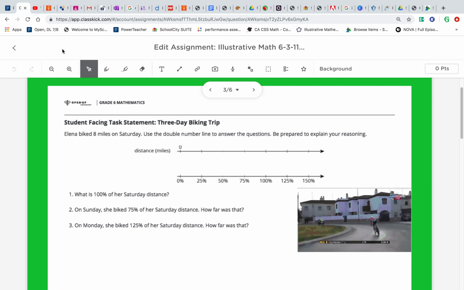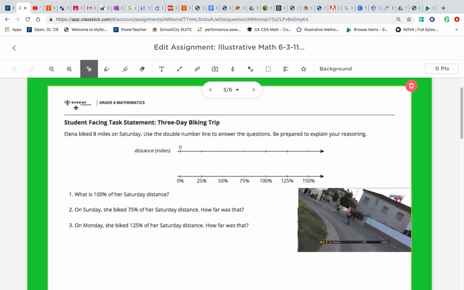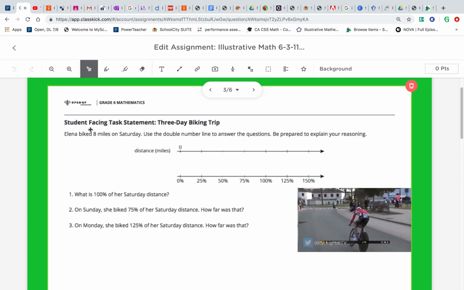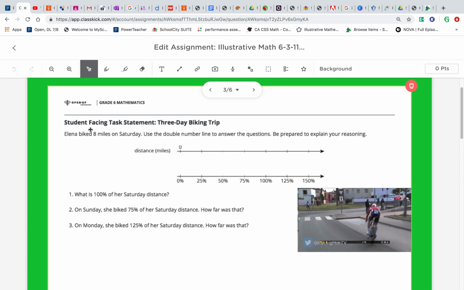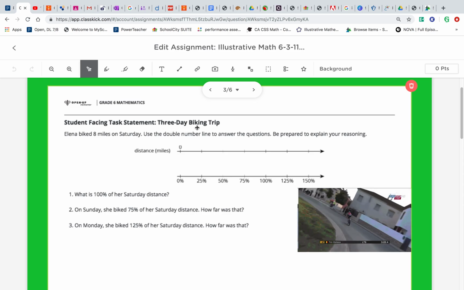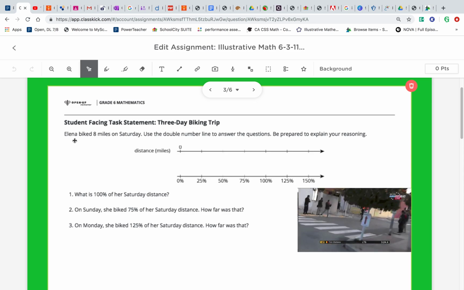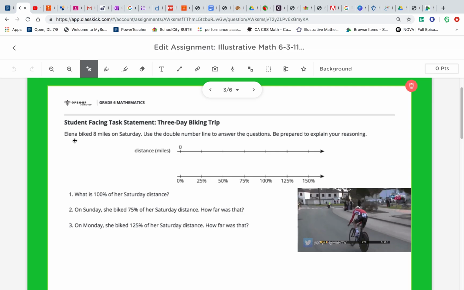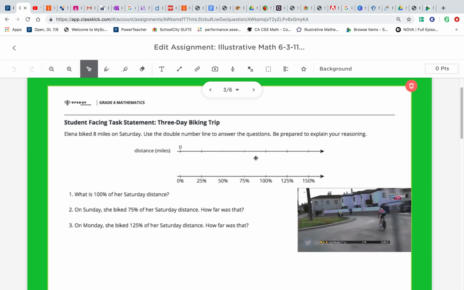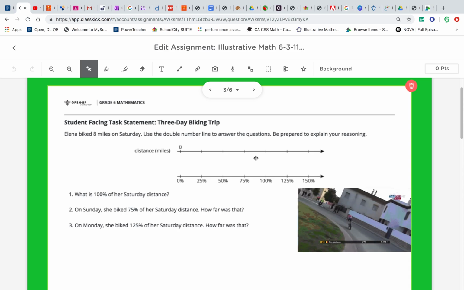Okay, so today we're going to continue using our double number lines to work with percentages, but things are going to get a little bit more complicated. So let's take a look at the situation that we have here. 3-day biking trip. Elena biked 8 miles on Saturday. Use the double number line to answer the questions and be prepared to explain your reasoning.